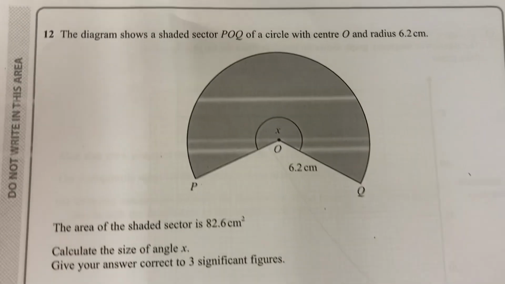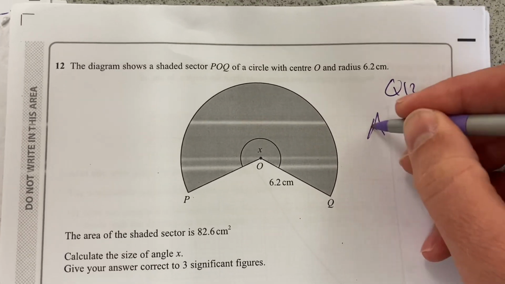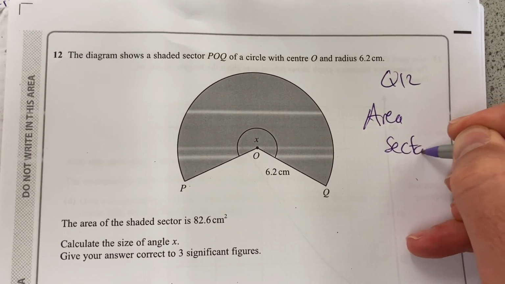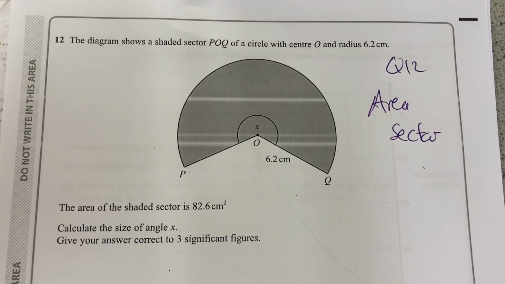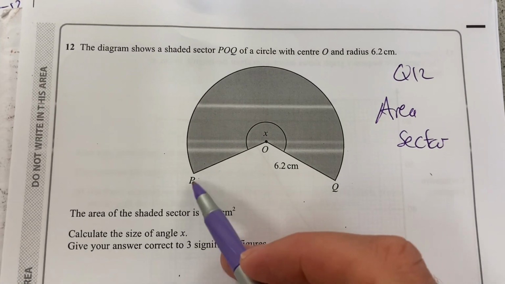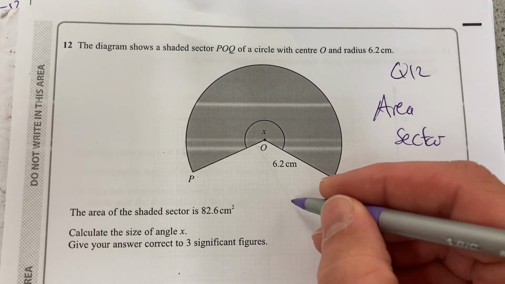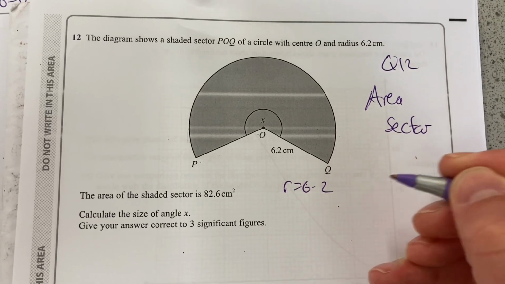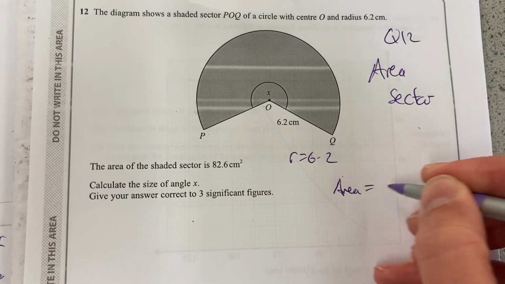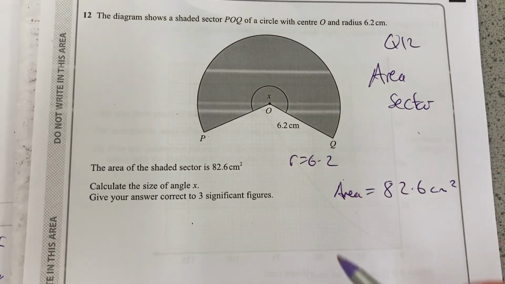Right, question 12 here is an area of a sector. Do have a look at the short that I've made on this. It's a sector POQ, center O, and has a radius of 6.2. And the area is 82.6 square centimeters. I want to work out the size of angle X.